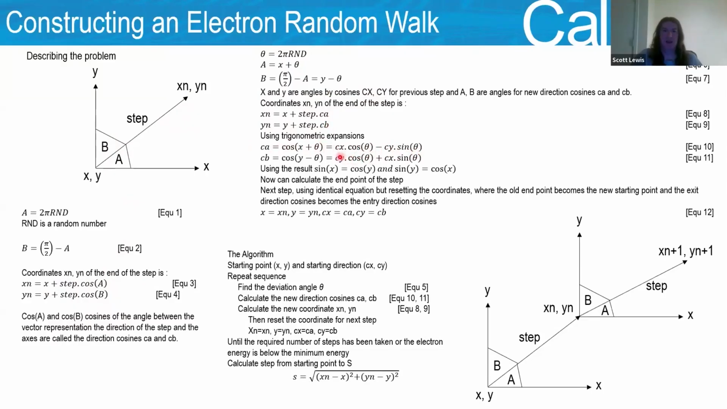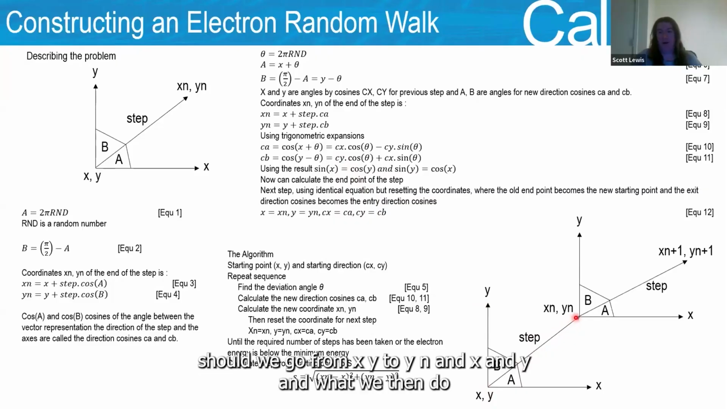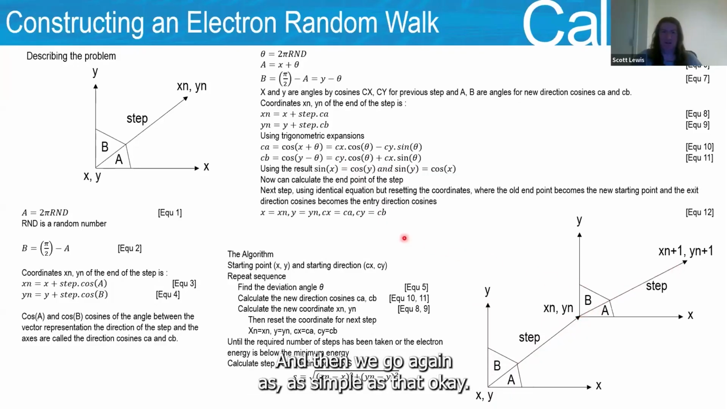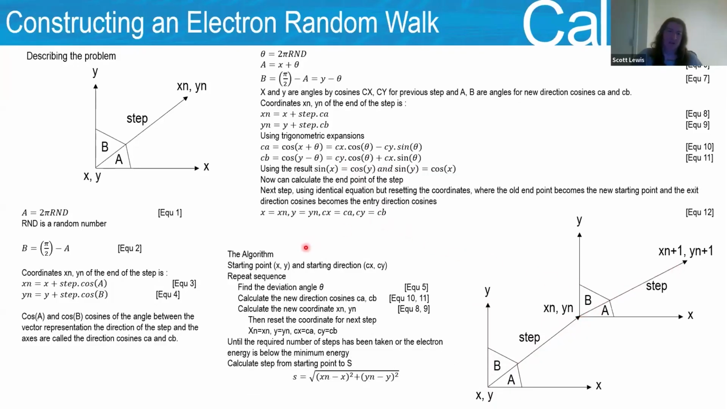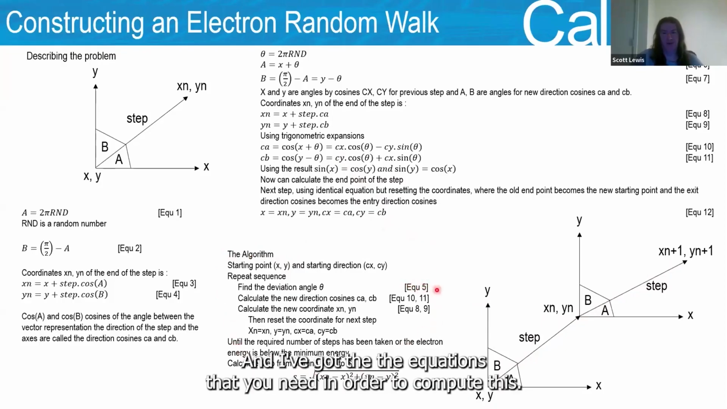Okay. And essentially, when we want to go, let's say with this diagram, from X, Y to Xn and Yn, what we then do is say, right, we'll reset the coordinates, and then these are the new coordinates, and then we go again. It's as simple as that. Okay. So this is for the elastic scatter. Essentially this is the algorithm that we use, right? And I've got the equations that you need in order to compute this.